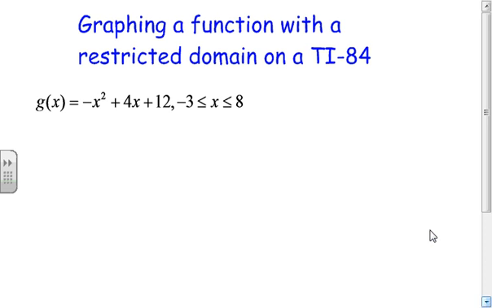All right, welcome to this podcast. We're going to talk about graphing a function with a restricted domain on a TI-84 or a TI-83.